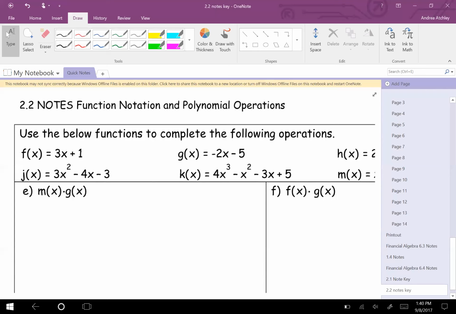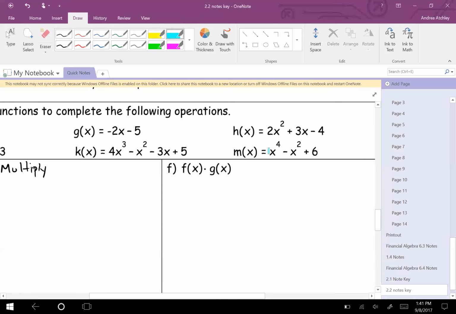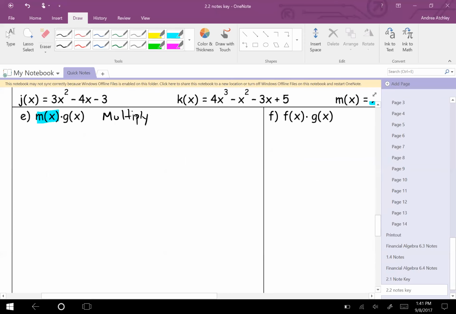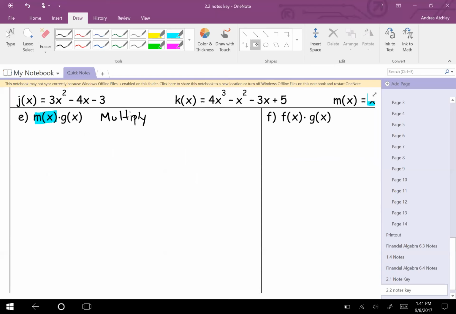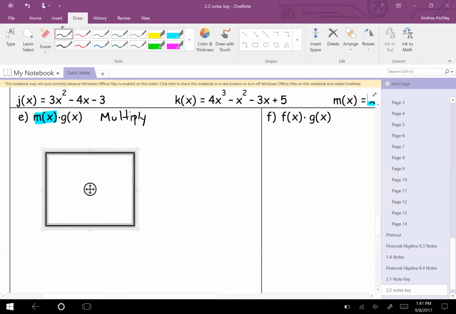So notice the notation, it's m of x times g of x. Let's make sure we know that we are multiplying. So I have my m of x, which is over here. There are 3 terms. So when I multiply, remember we draw the boxes. And I know that one of them has the 3 terms.